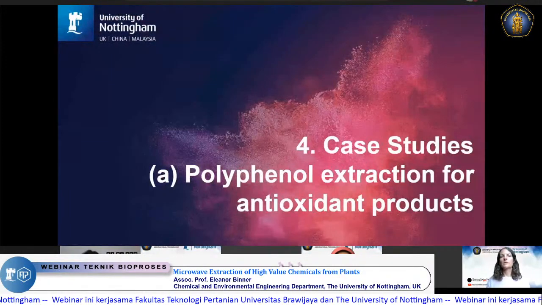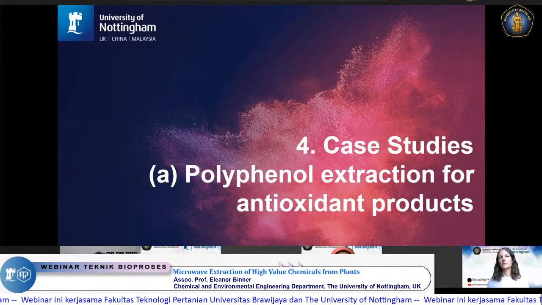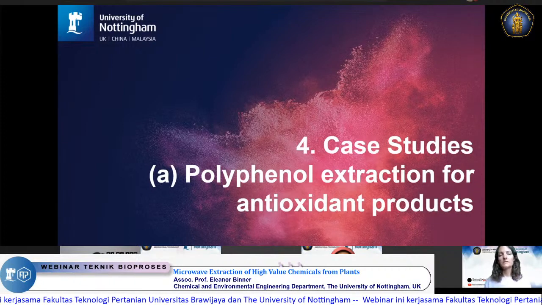So first of all, polyphenol extraction for antioxidant products. This is really common, and I use this as a case because these are inside the cell, and we get different results when we look at trying to extract things from the cell wall as we do from inside the cell.